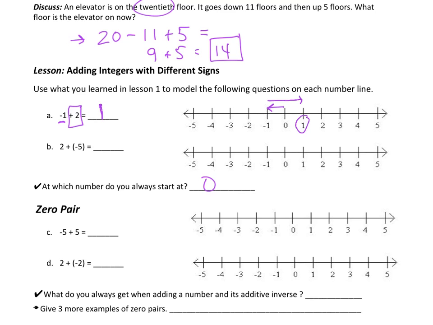Letter B, 2 plus -5. I'm going to start at 0. My first number is 2, so I'm going to head over to 2. And then adding -5. Remember, when you're adding a negative, you go to the left. So 1, 2, 3, 4, 5. And I end up at -3.